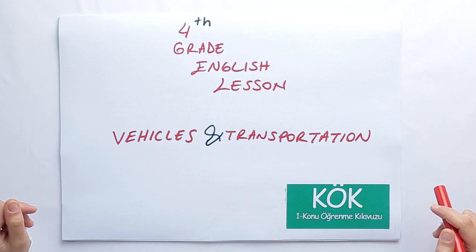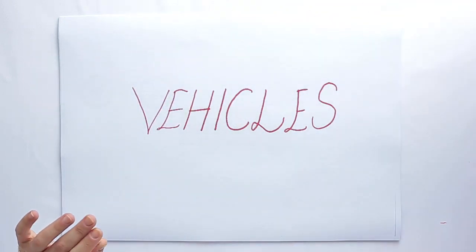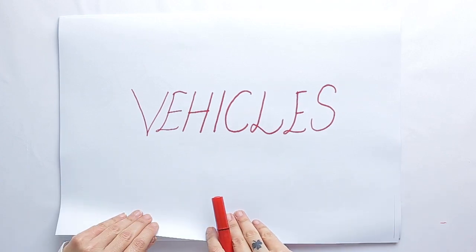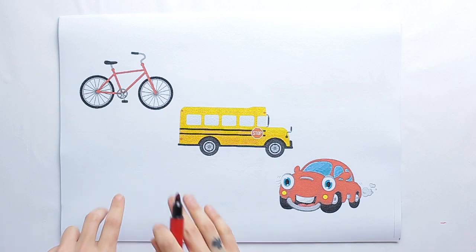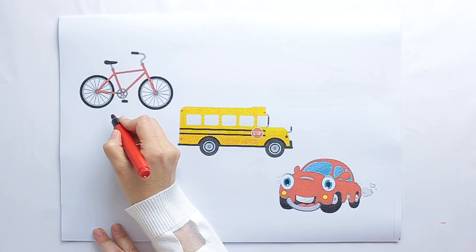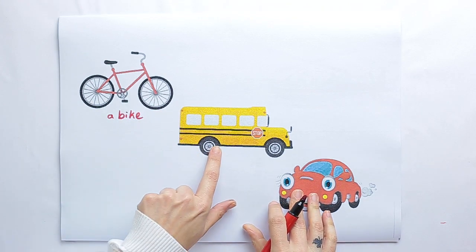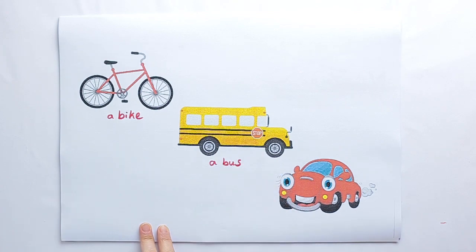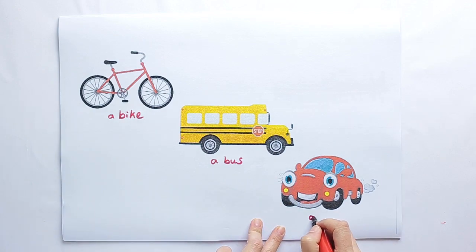Our topics today are vehicles and transportation. Let's look at vehicles first of all. This is a bike. A bike. This is a bus. A bus. This is a car. A car.